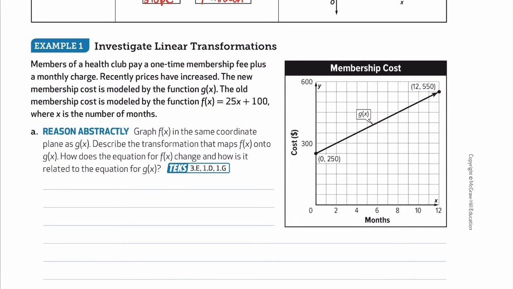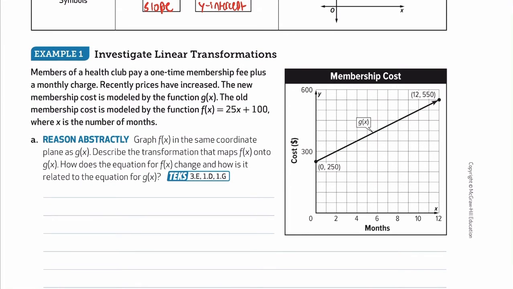Let's do our first example together. We have a health club, and you have to pay a one-time fee. One-time fee. That means you start and you're going to pay this. This is a starting cost. And that is always going to be the y-intercept, plus a monthly charge. This is happening repeatedly, so that's going to be m.